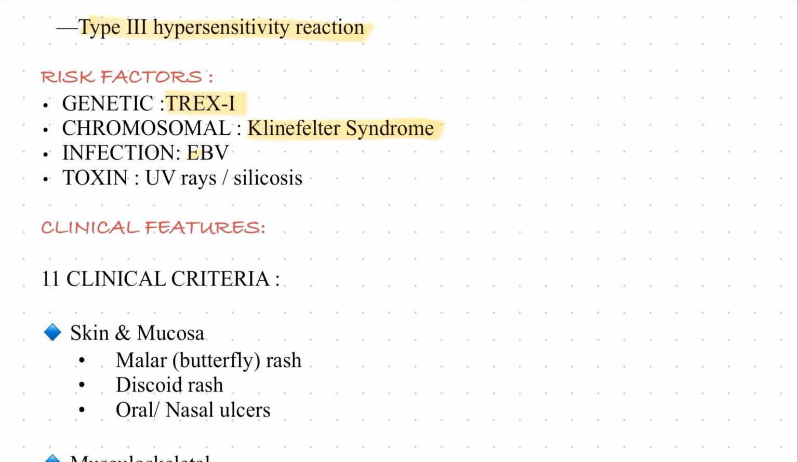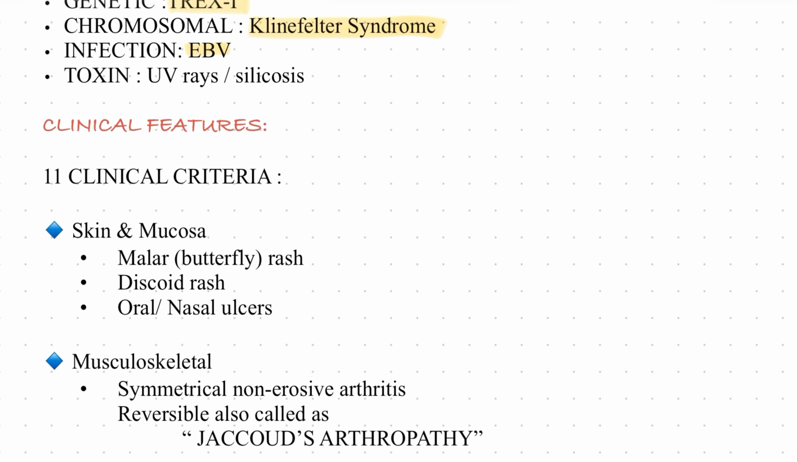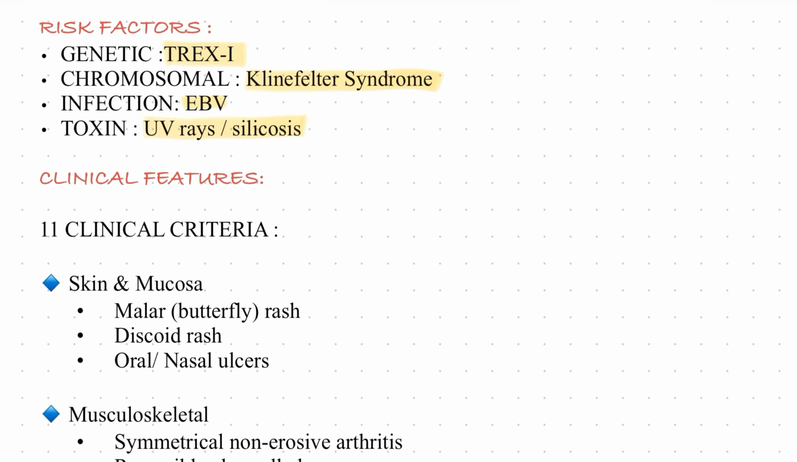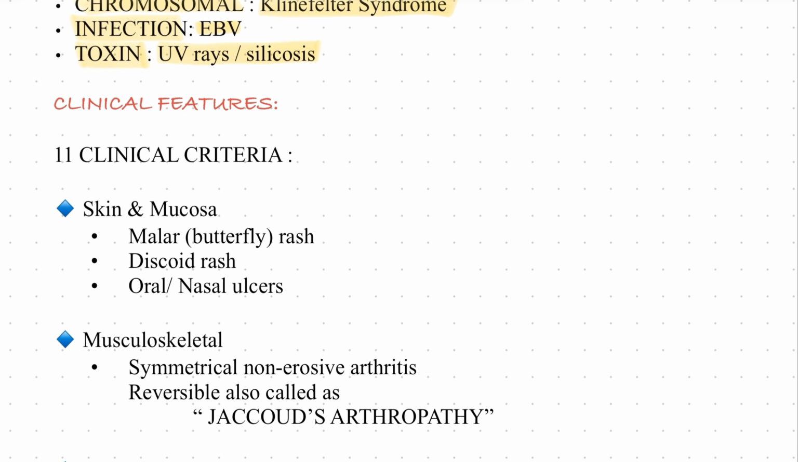Then coming to infections, Epstein-Barr virus, which is also one of the important topics in medicine. We will learn this in detail in the infection playlist. Then coming to toxins, UV rays and silicosis. So there are 4 risk factors: genetics, chromosomal, infection, and at last toxins. And we have a specific set of clinical features you need to understand. We have 11 clinical criteria. There are 2 criteria sets, one is SLICC and one more is EULAR.